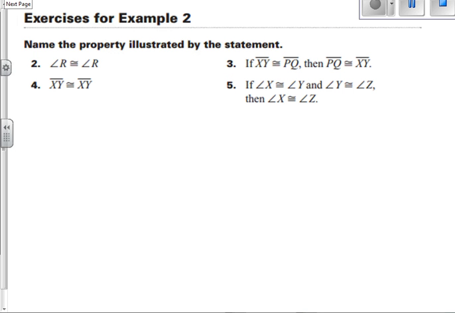Name the property illustrated by the statement. Angle R is congruent to angle R. That would be your reflexive. And then number 3 over here, if segment XY is congruent to segment PQ, then segment PQ is congruent to segment XY. That would be your symmetric. Number 4, segment XY is congruent to segment XY. That's reflexive. And then on number 5, if angle X is congruent to angle Y, and angle Y is congruent to angle Z, then angle X is congruent to angle Z, and that would be my transitive property. All right, so let's go on.